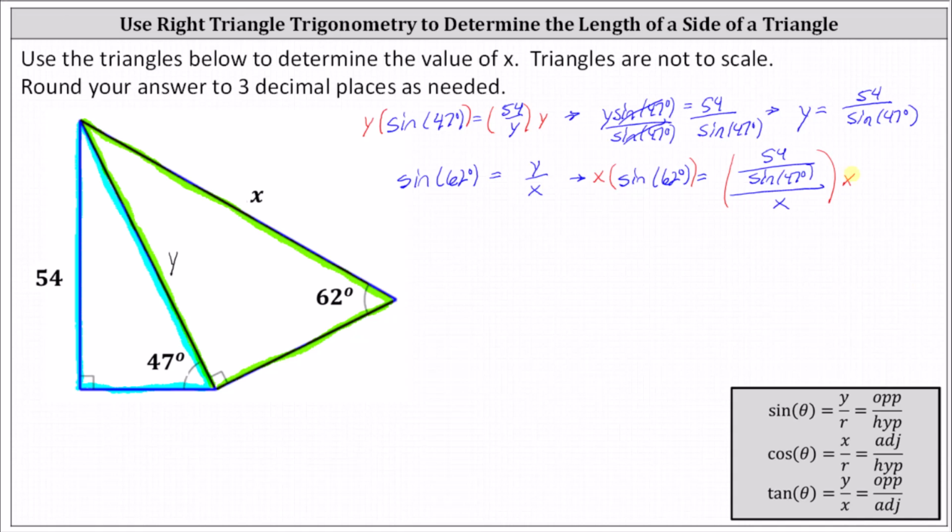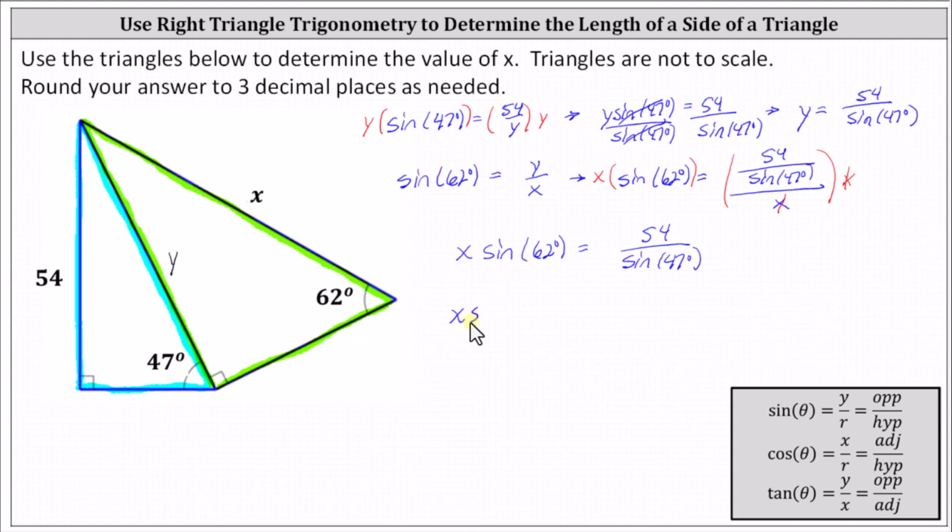Simplifying on the right, x divided by x simplifies to 1, which now gives us x sine 62 degrees equals 54 divided by sine 47 degrees. And now because we have a fraction on the right, instead of dividing both sides by sine 62 degrees, let's multiply by 1 divided by sine 62 degrees.